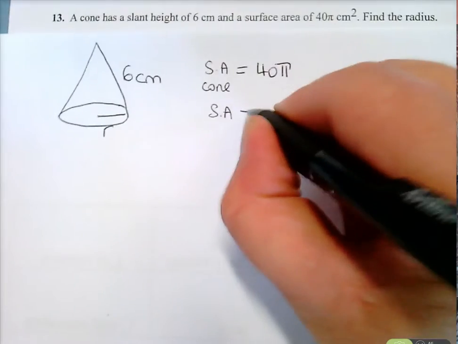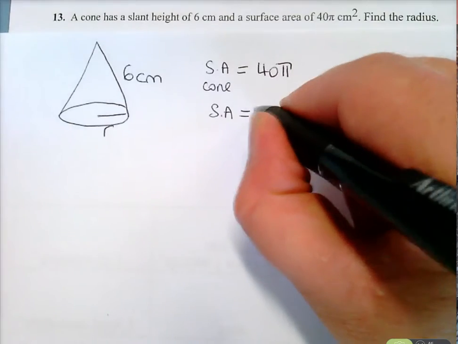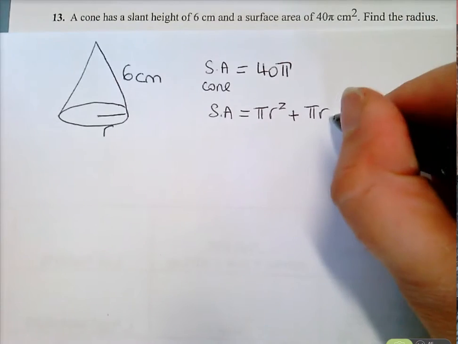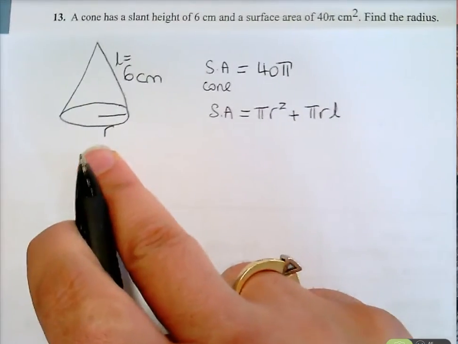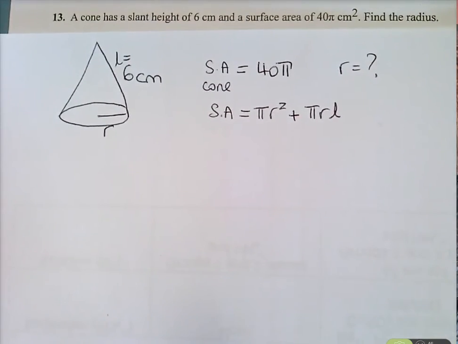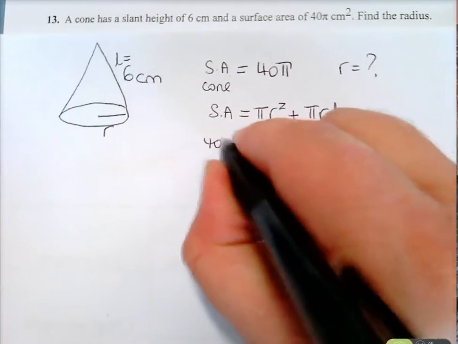But the surface area of a cone, the formula is, what is it? Pi r squared plus pi r, s or l? It's either pi r squared plus pi rl or pi r squared plus pi rs. I can't remember if I gave you the slant height as s or l. So the l is 6, but we don't know what the radius is, and we have to find the radius. So what will I do next? Yeah, I know that the surface area is 40 pi, so I put that in there.